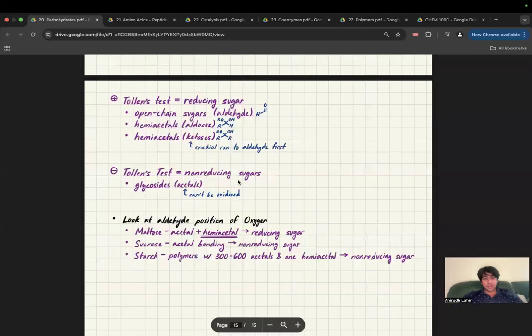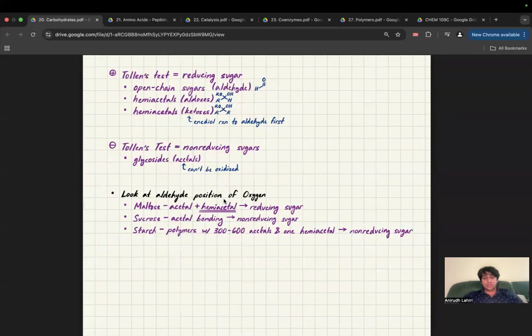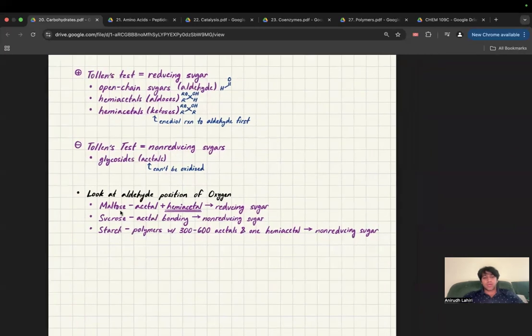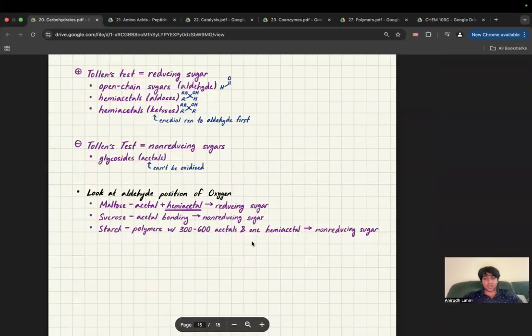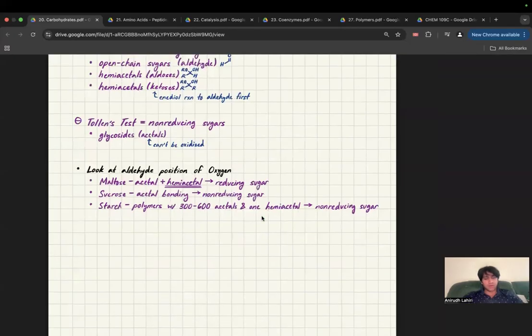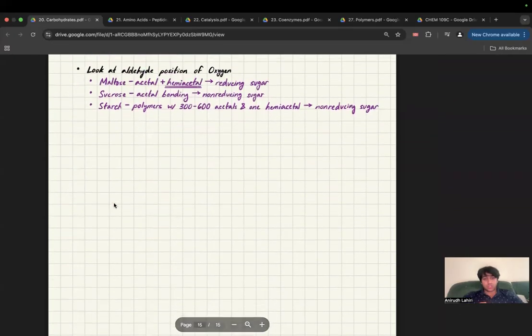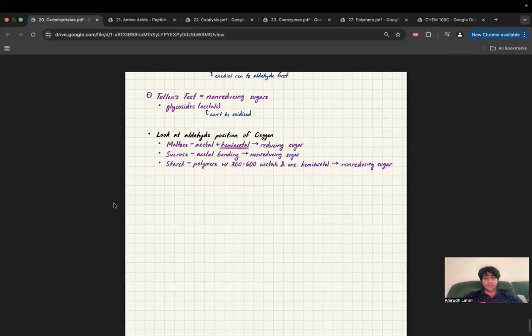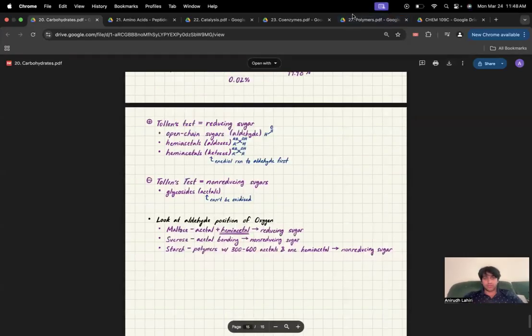Tollens test will say that non-reducing sugars, glycosides, acetals can't be oxidized, which makes sense, right? We can't do anything to OR. So you look at the aldehyde position of the oxygen. Maltose is an acetal plus hemiacetal, therefore it's a reducing sugar. Sucrose has acetal bonding, therefore it's a non-reducing sugar. Starch is a polymer with 300 to 600 acetals and one hemiacetal, so it's considered non-reducing. Even though the hemiacetal is technically reducing, there are so many more acetals in this polymer chain that it's considered a non-reducing sugar overall.